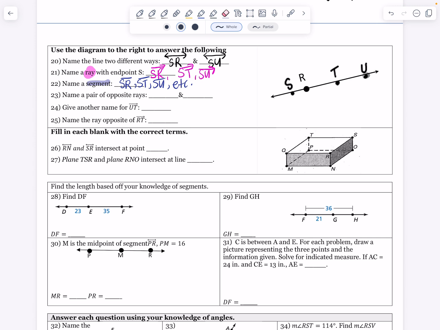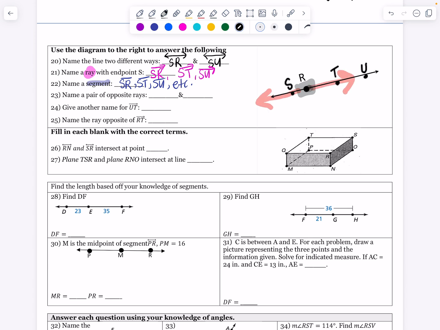When I name a pair of opposite rays, what I'm going to do is find a point on the line that has a point on either side of it already named. So like, let's just say I picked R. We picture this like a lightsaber. So Darth Maul would hold the lightsaber at point R, and he'd have a part of the saber going through the left, and then part of the saber going through the right.